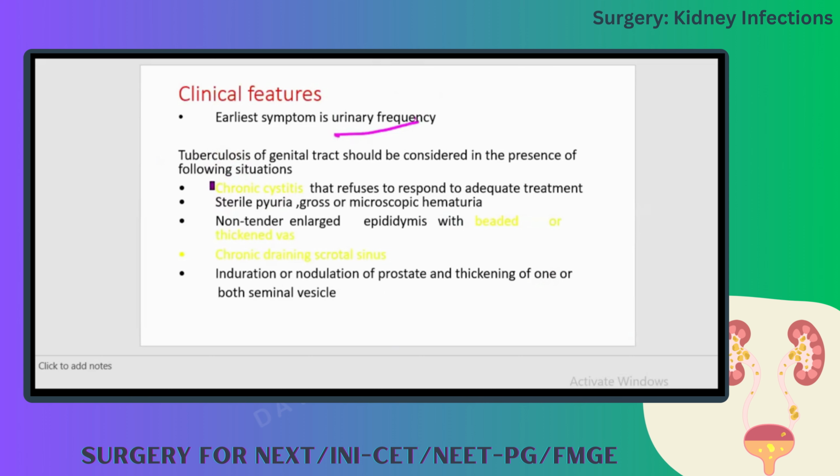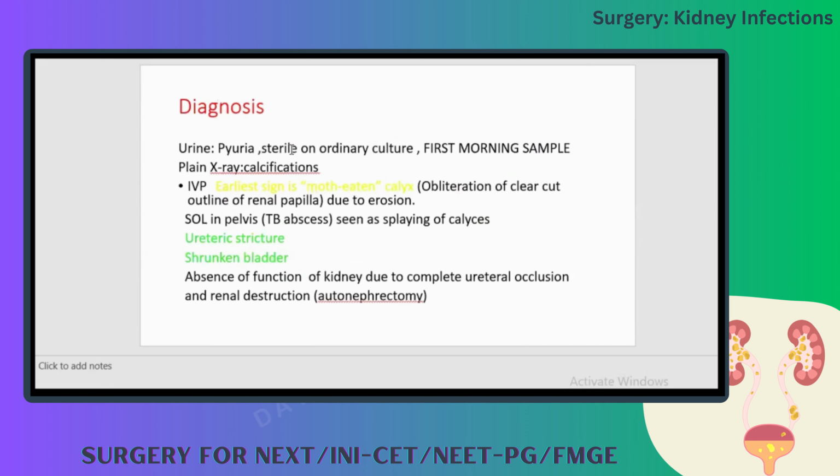What the other features are depends upon the organ. Fever with chills, fever with evening rise of temperature. These are all general symptoms of tuberculosis. Chronic cystitis will be there that is not responding to adequate treatment. The epididymis will be non-tender and enlarged. A chronic draining scrotal sinus will be there. Sinus formation, fistula formation, induration, all these features of tuberculosis.